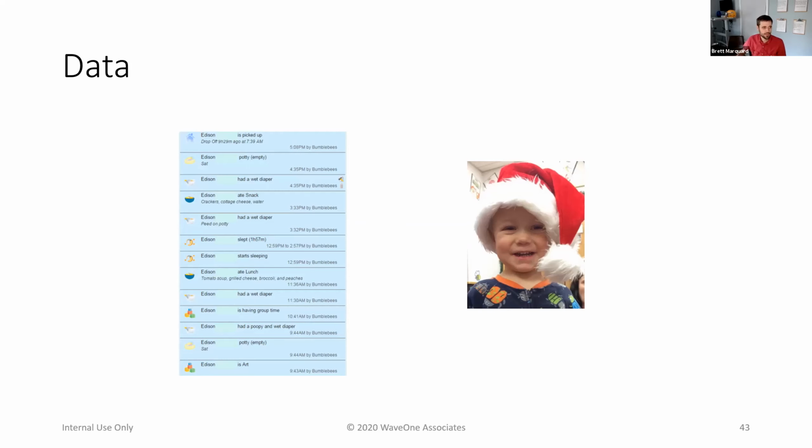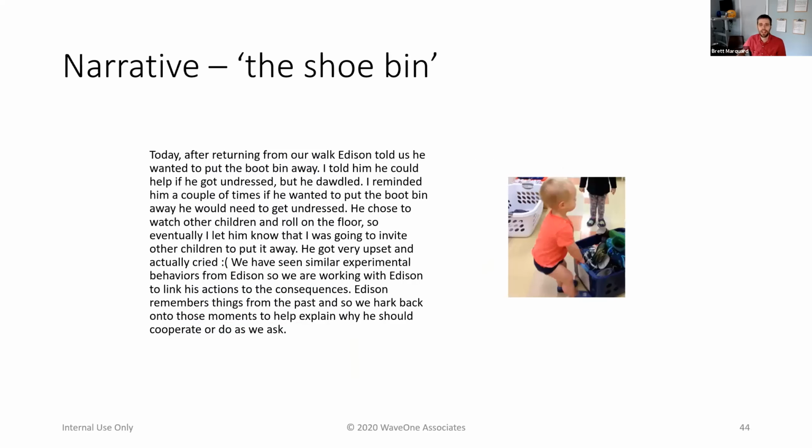Another situation was, we didn't get data, but we got narrative. And so I'll just read this. We got this a couple times a week, and it said, today after returning from our walk, Edison told us he wanted to put the boot bin away. I told him he could help if he got undressed, but he dawdled. I reminded him a couple of times if he wanted to put the bin away, he would need to get undressed. He chose to watch other children and roll on the floor.